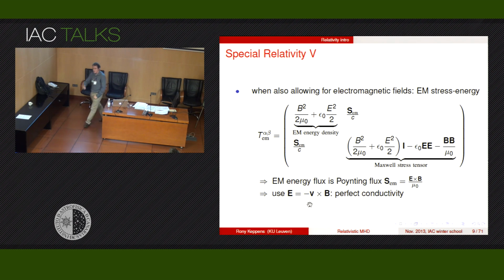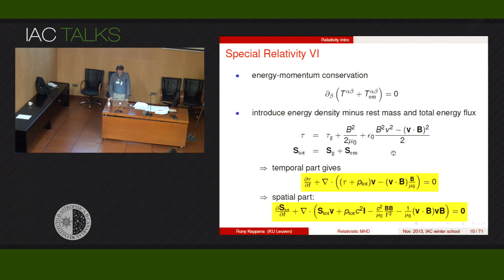Ideal MHD works just like in the Newtonian case. In the co-moving frame, I short-circuit everything. I have perfect conductivity, meaning that electric field 3 vectors are directly related to velocity 3 vectors and magnetic field 3 vectors. And that allows me to transform this into some equations.